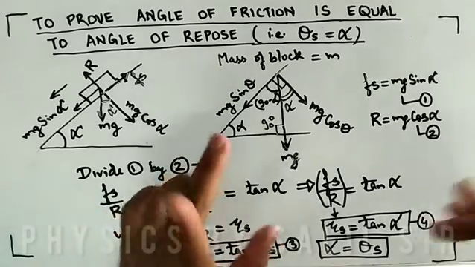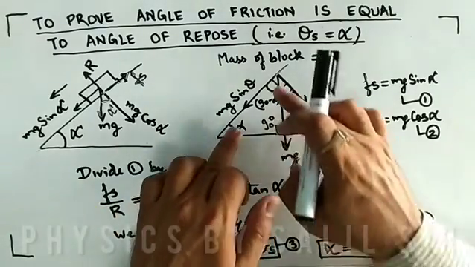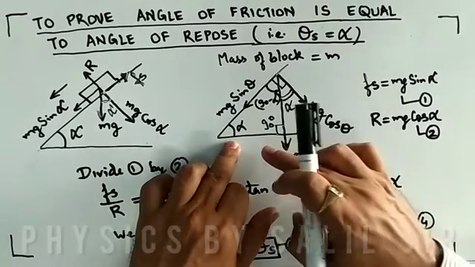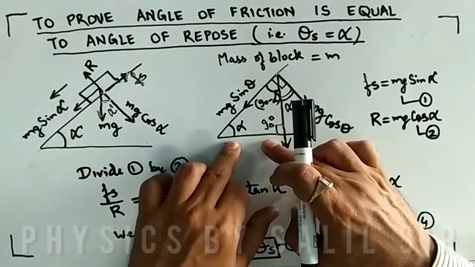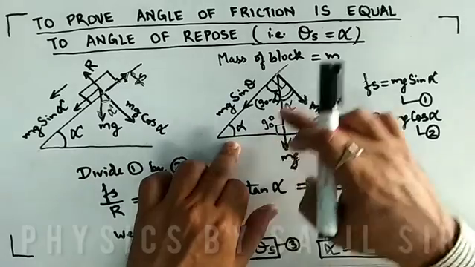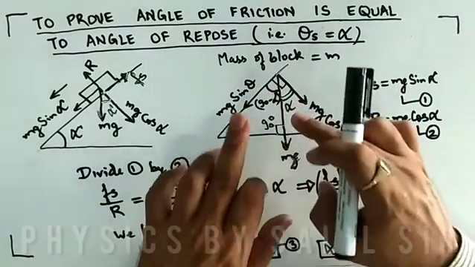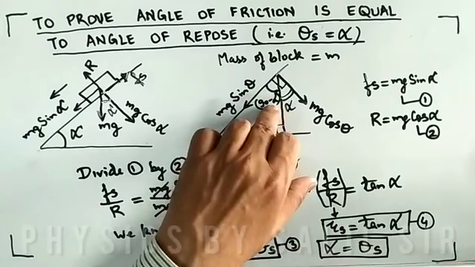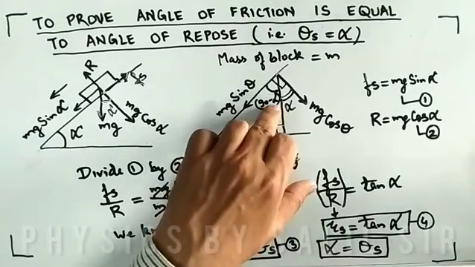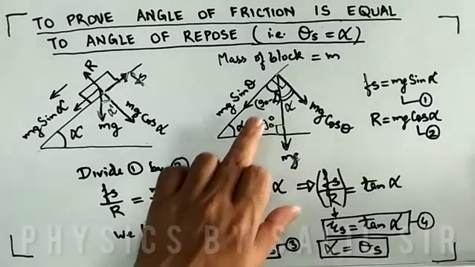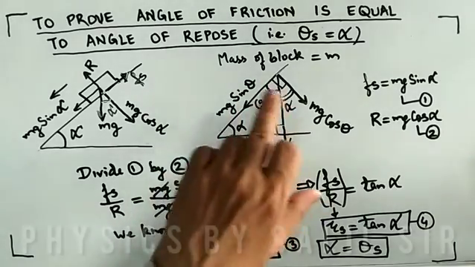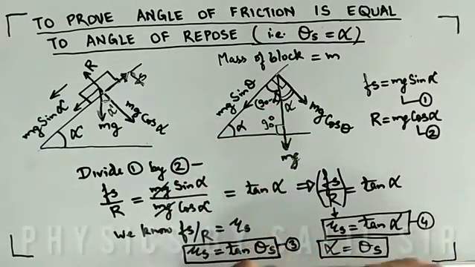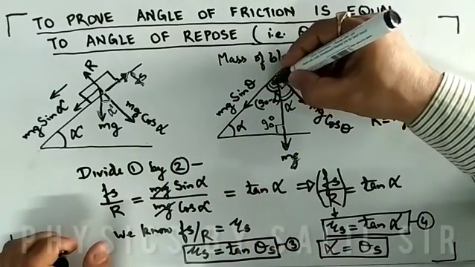According to the rule that the sum of all the angles of a triangle is equal to 180 degrees, this alpha plus 90 plus this angle should be equal to 180 degrees. So for making the sum of all the angles equal to 180 degrees, this angle will be 90 minus alpha.